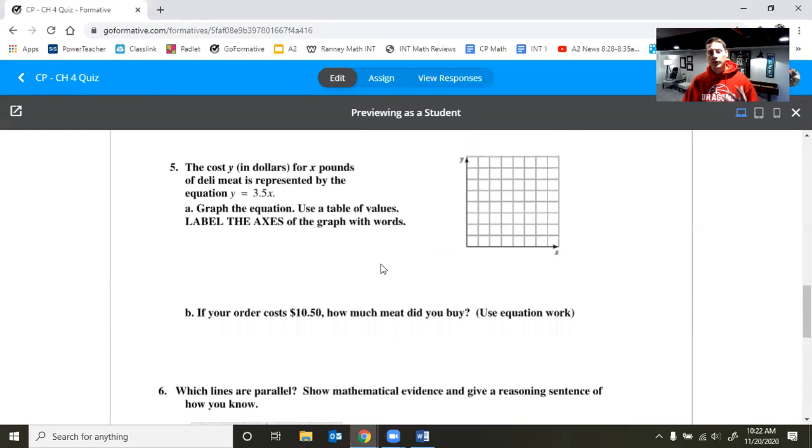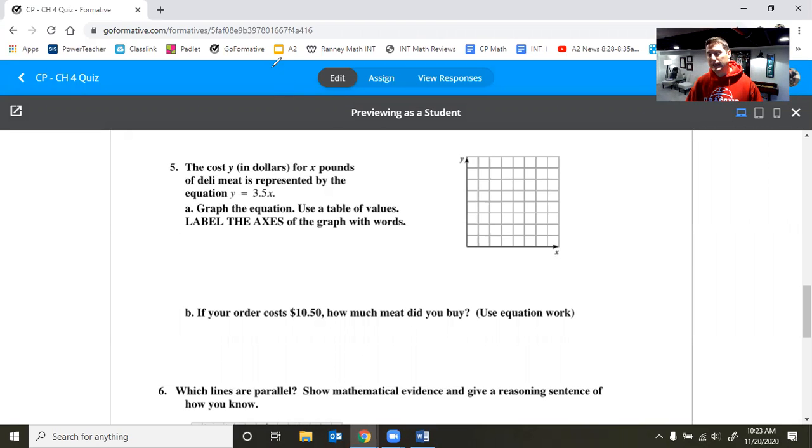In number 5, you have a situation. The cost in dollars for pounds of deli meat is represented by the equation. Now note here that y is dollars and x represents pounds. So that should tip you off right now to label your x and y axis, and you'll see that in the key. And then create a table and graph your equation.